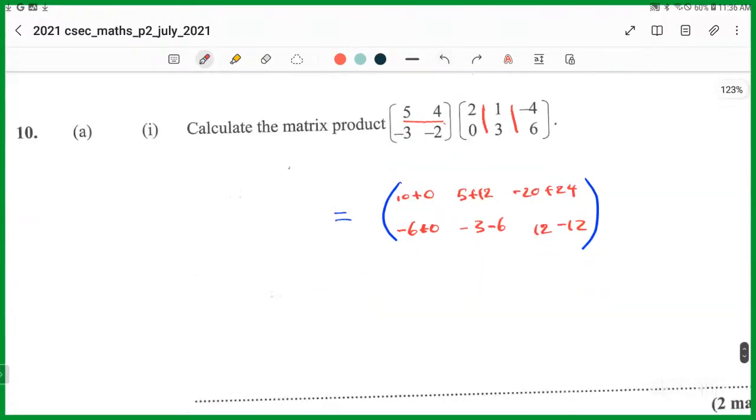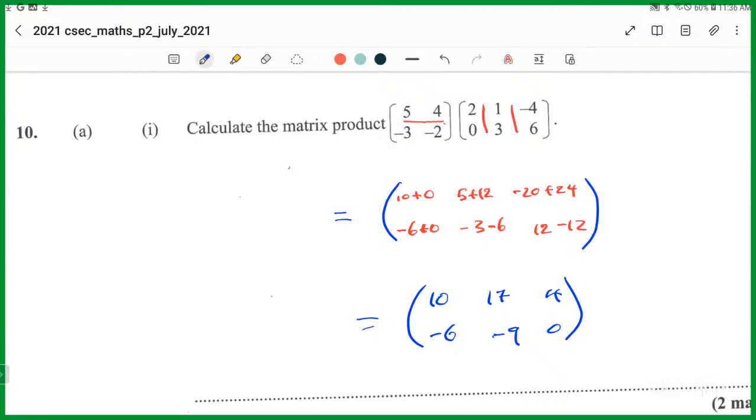We can write what the final answer is now. This works out to be 10. This works out to be 17. This works out to be 4. 24 minus 20 is 4. This works out to be negative 6. This works out to be negative 9. And this works out to be 0. That's the product matrix.